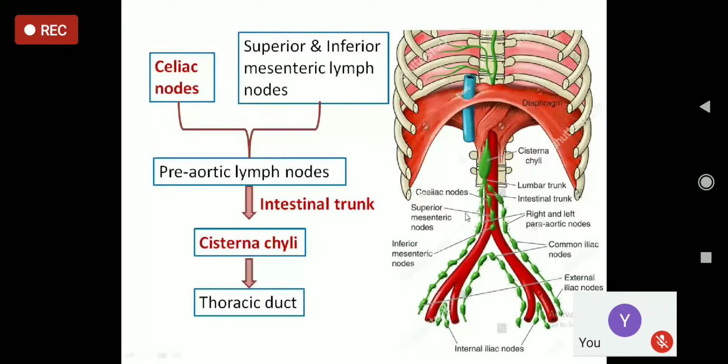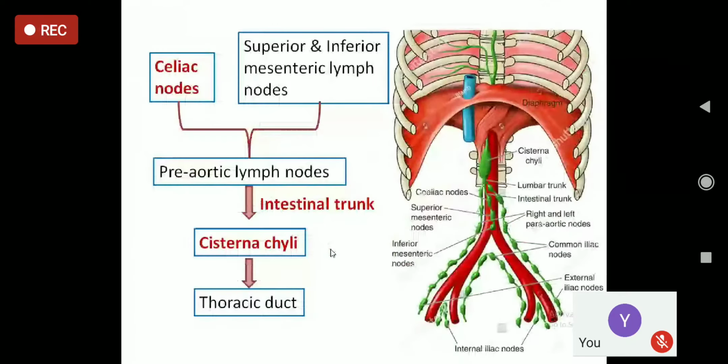It drains into the intestinal lymph trunk. The intestinal lymph trunk finally drains into the cisterna chyli, and the cisterna chyli ascends up as the thoracic duct, and finally the thoracic duct drains into the venous system, isn't it? At the junction between the internal jugular vein and brachiocephalic vein is the drainage of this thoracic duct. So this is about the lymphatic drainage.